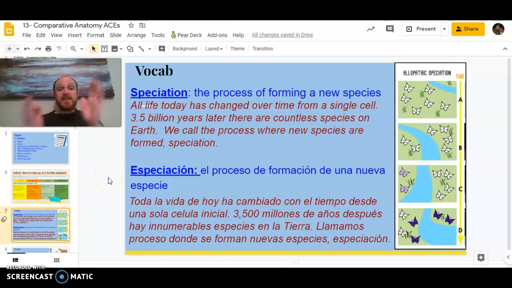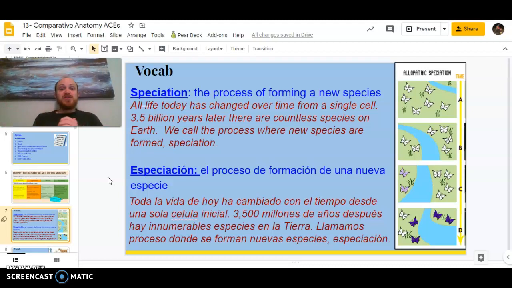So this is a new word for us. This is called speciation. It is the same root as the word species, which you remember is the very specific group of organisms that can interbreed. So speciation is just the process of making a new species.